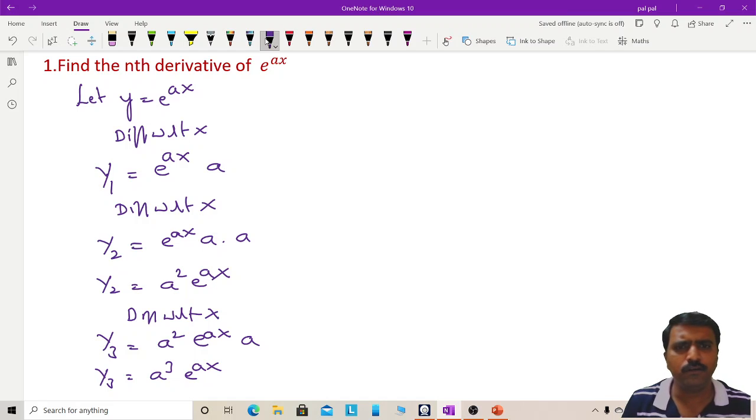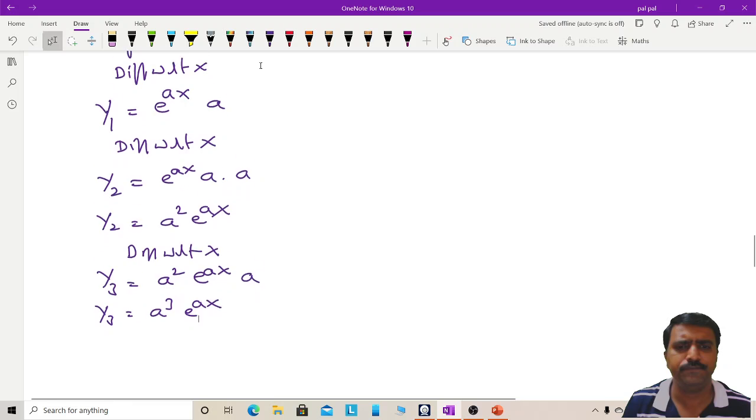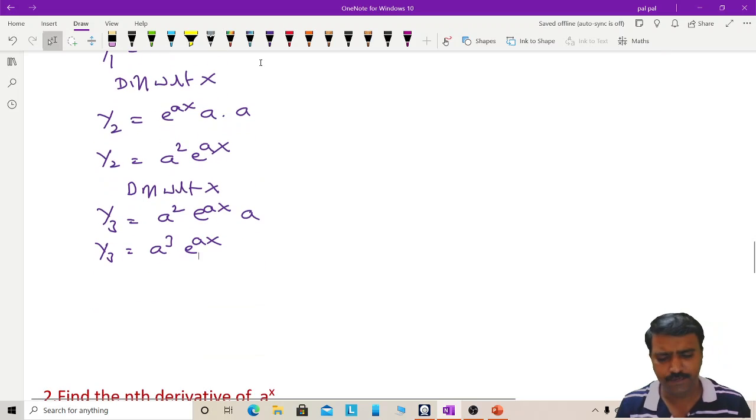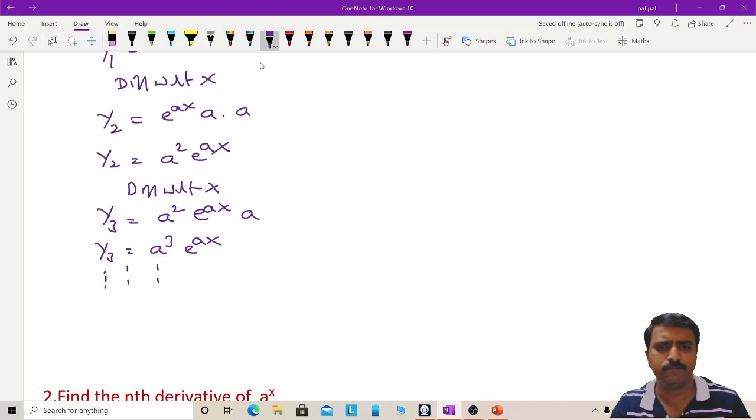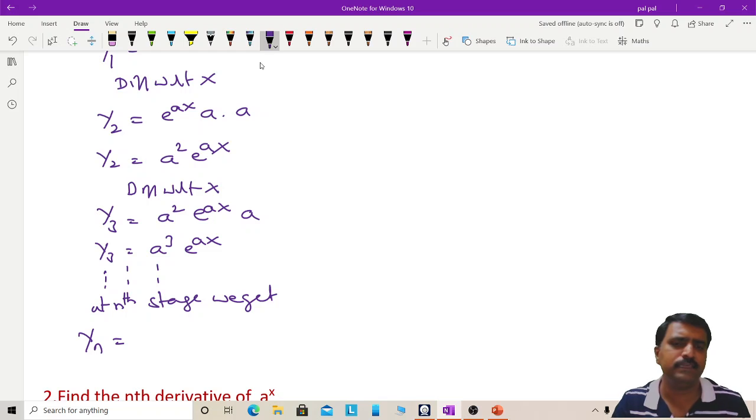If you go on continuing like this, finally at the nth stage we get yn, that is the nth derivative. So yn is equal to, how to generalize the result? By using this y1, y2, y3. In y2 itself we can write the nth step, nth result.